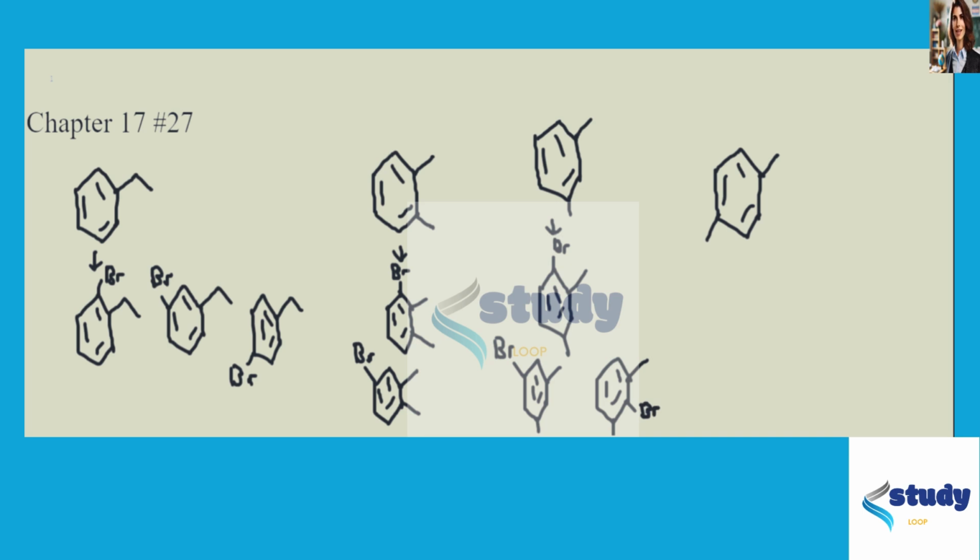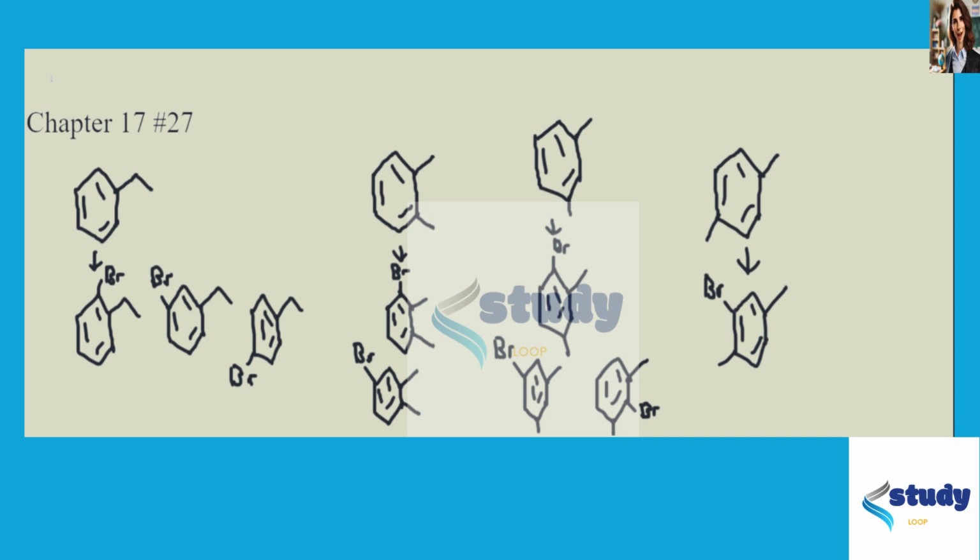Okay, and so for the last molecule here, paramethyltoluene, all of these carbons are pretty much equivalent, and so we can put a bromine anywhere, and that's really going to be the same no matter where we put it. So there's only the 1 isomer there.